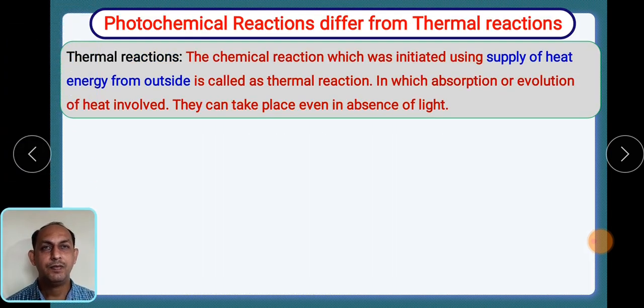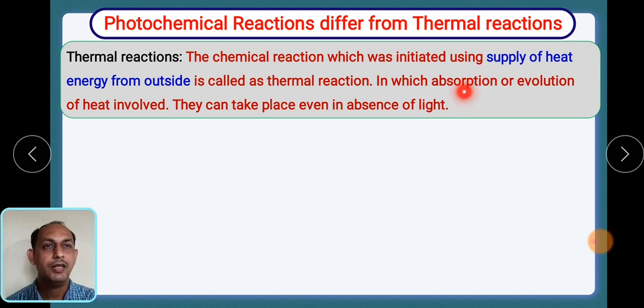Basically, let us see the difference between thermal reactions and photochemical reactions. In the case of thermal reactions, these are reactions initiated by supplying heat energy from outside. We have seen a number of reactions where heat is provided, let us say 200 degrees Celsius, 50 degrees Celsius, minus 40 degrees Celsius. So heat energy is provided.